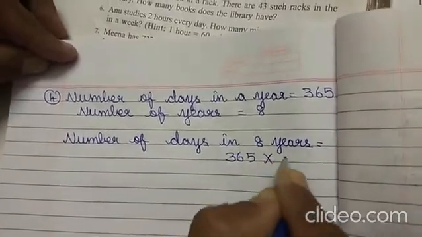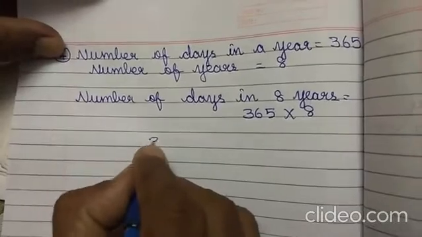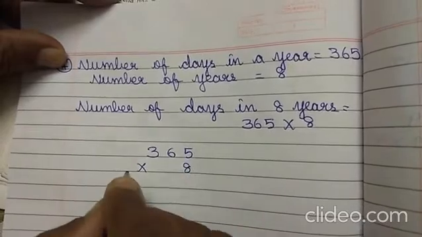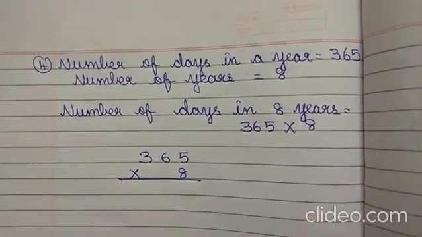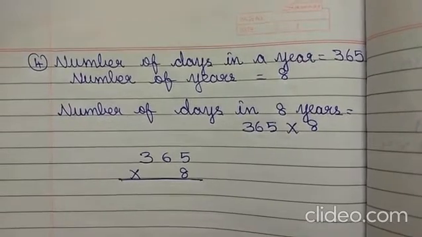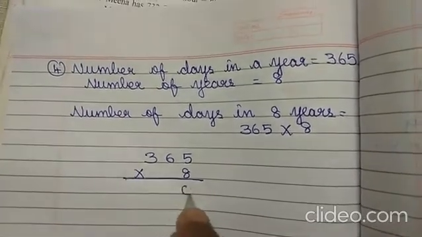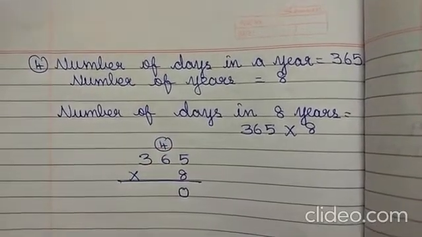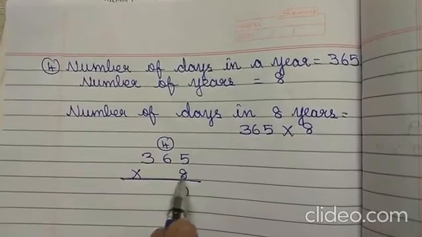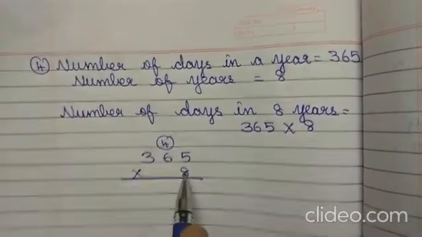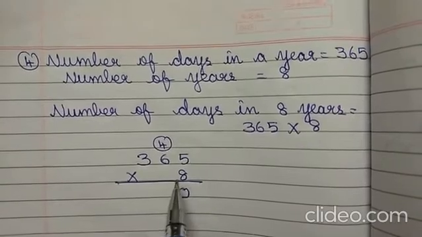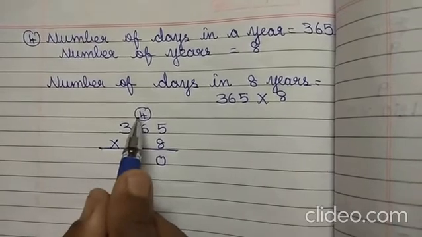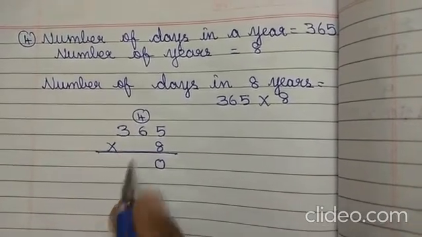365 multiplied by 8, you have to multiply. Then you can find the answer. 365 multiplied by 8. If you are thorough in 8 tables, you can do the sum easily. Otherwise, you will feel it very hard. 8 5s are 40. So 8 6s are what, children? 8 6s are 48. Sorry, children. 8 6s are 48 plus 4. What will come, children? 48, 49, 50, 51, 52.